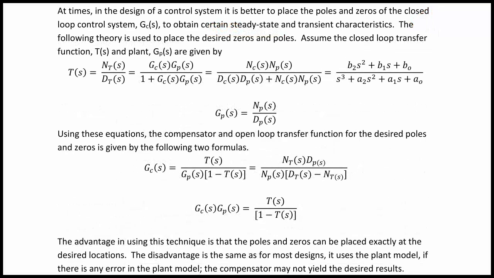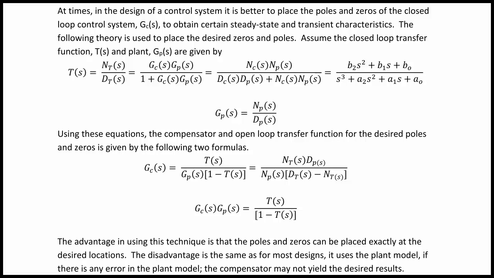T(s) is equal to the numerator of T(s) divided by the denominator of T(s), and we've also seen that it's equal to GCGP divided by 1 plus GCGP, and you can write this in terms of the numerator and denominators as NCNP over DCDP plus NCNP. And you can also write it in terms of the polynomials in descending order as shown in that last term. So assume that GP(s) is equal to NP(s) over DP(s).